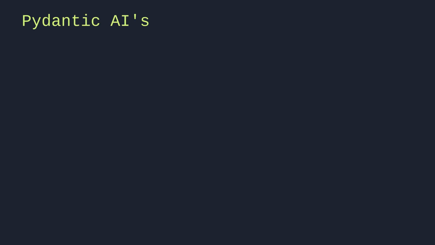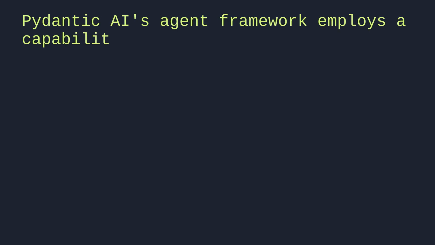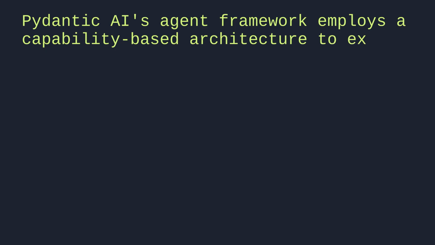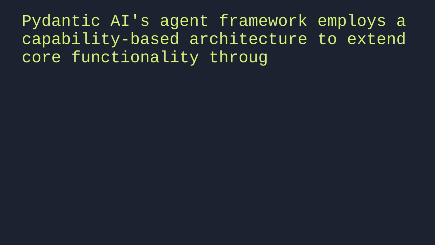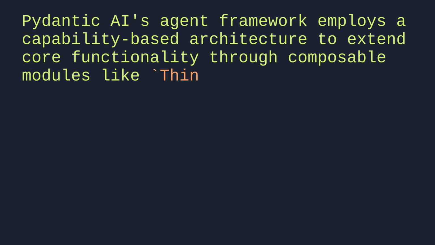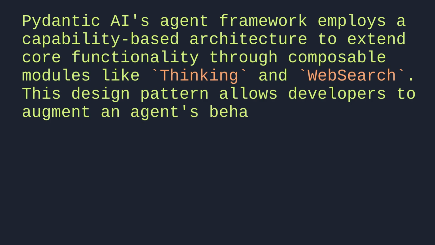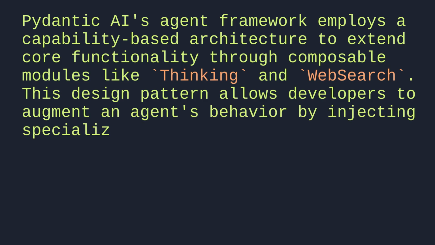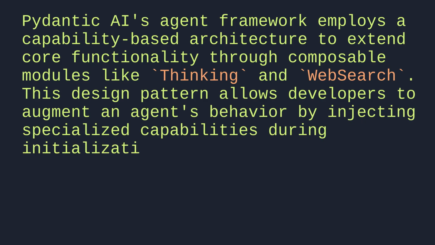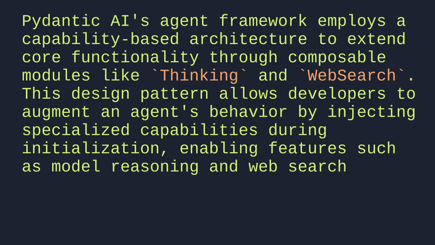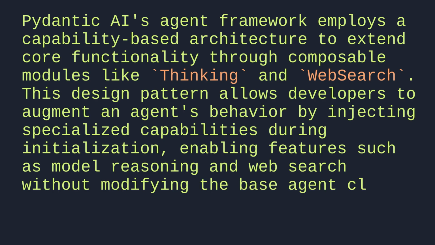Pydantic AI's agent framework employs a capability-based architecture to extend core functionality through composable modules like Thinking and WebSearch. This design pattern allows developers to augment an agent's behavior by injecting specialized capabilities during initialization, enabling features such as model reasoning and web search without modifying the base agent class.